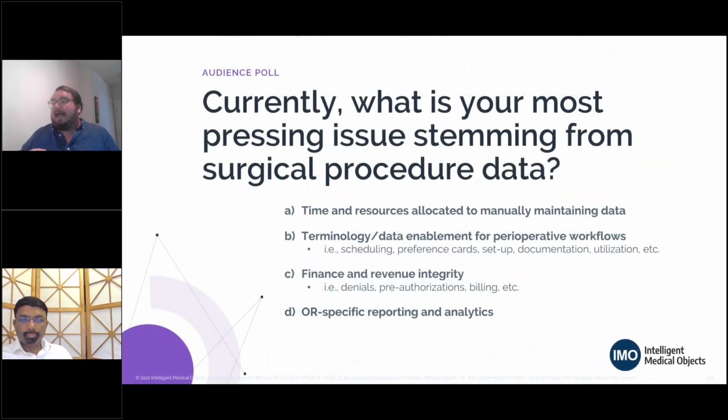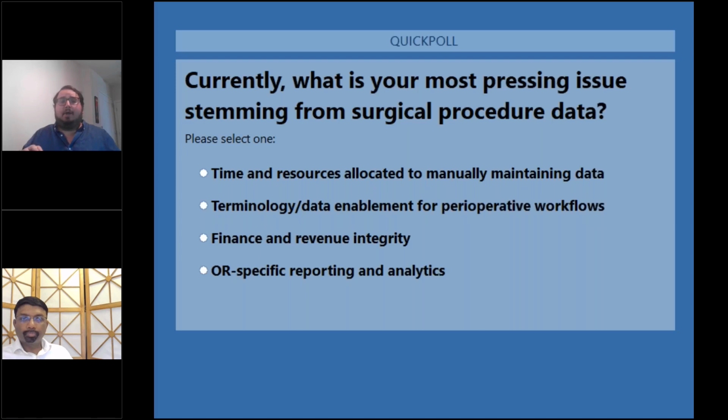So before we dive any further, we did want to ask an audience poll question, and I believe this should now be popping up on your screens. Currently, what is your most pressing issue stemming from surgical procedure data? Is it the time and resources allocated to manually maintaining that data, whether that be from your IT team or your operations teams? Is it the terminology and data enablement for the perioperative workflows?